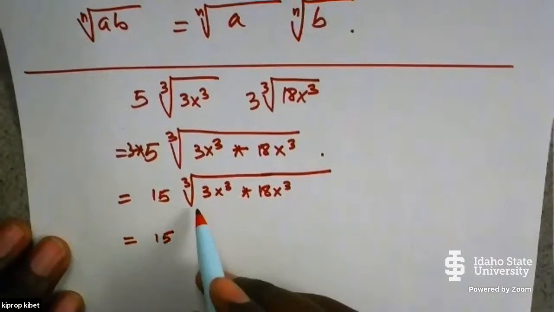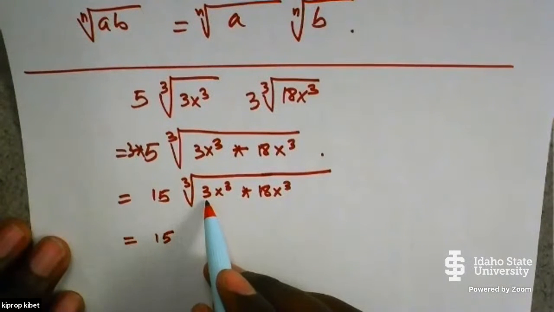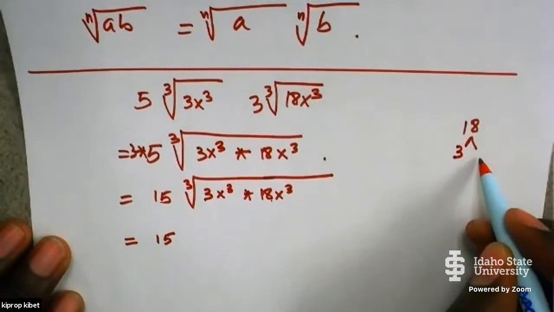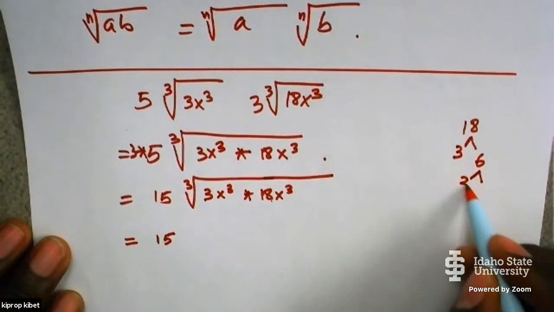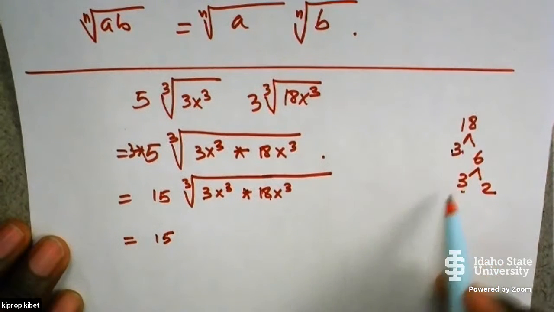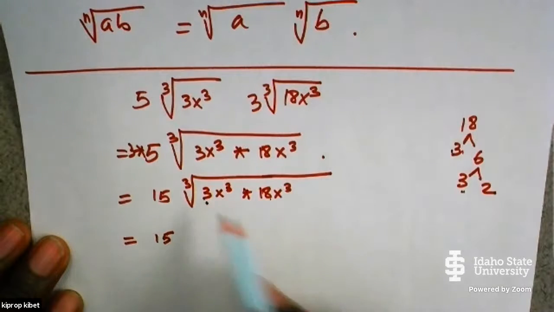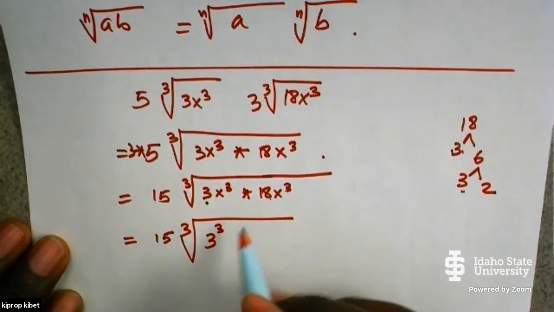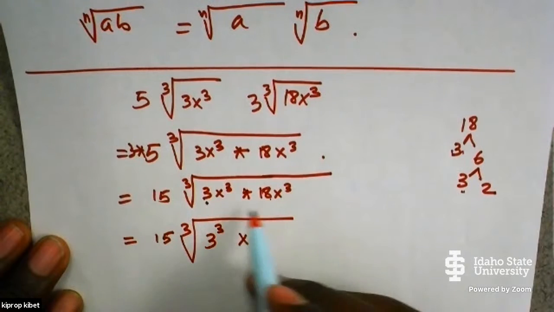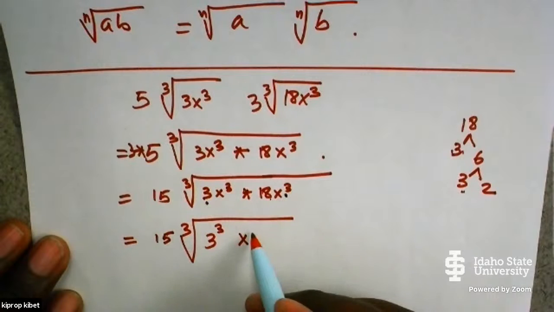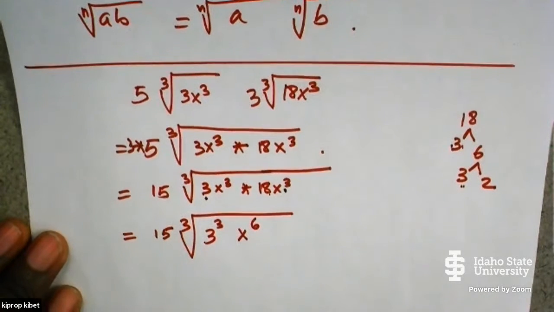15, and then how many 3's are there here? We have 18, right? So we have 3, we have 6, then 3, 2. So how many 3's are there? 2, and this one. So there are 3. So the cube root of 3 raised to 3, and then x. How many x? X are 6.